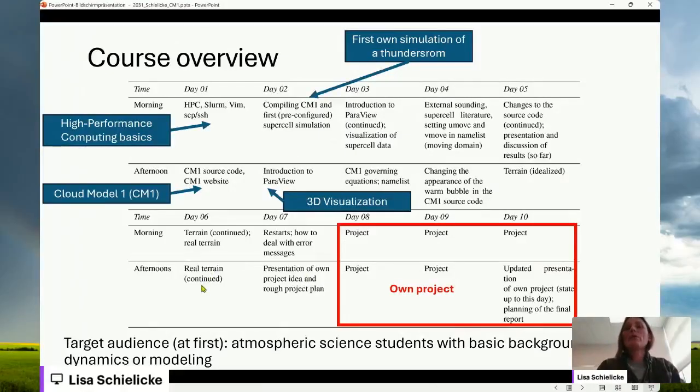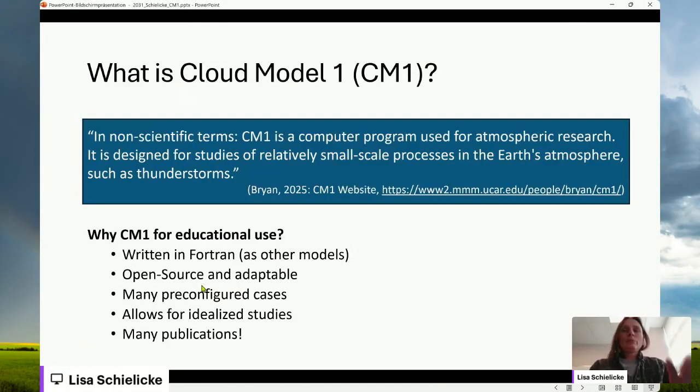Cloud Model 1 is, I would say, a standard model in the United States to simulate idealized convective storms. I copied this here from George Bryan, the developer, from his website. In non-scientific terms, CM1 is a computer program used for atmospheric research. It is designed for studies of relatively small-scale processes in the Earth's atmosphere, such as thunderstorms.